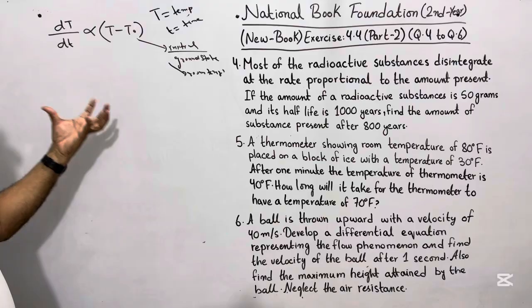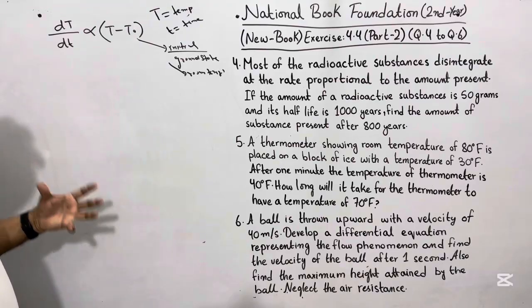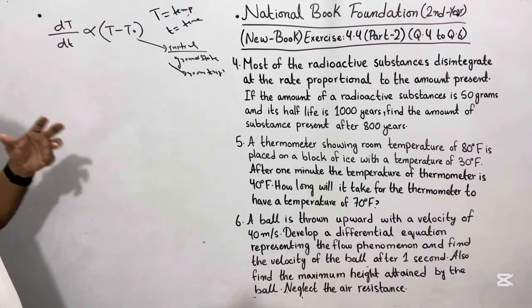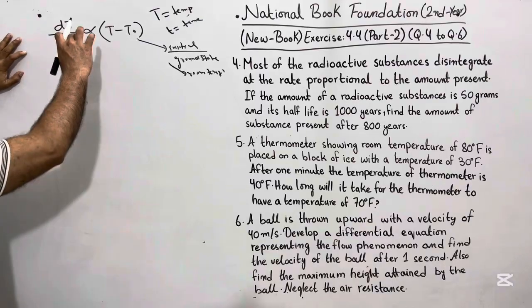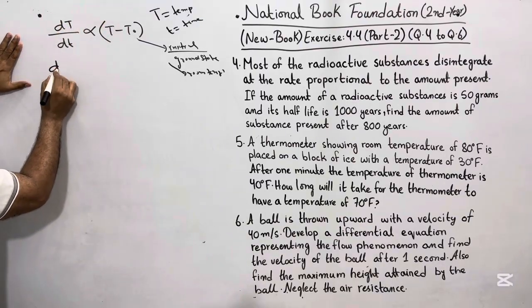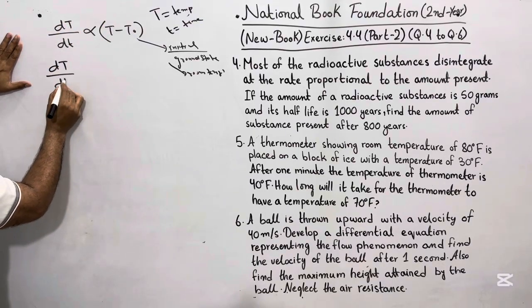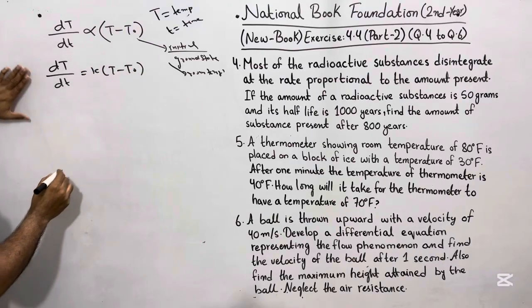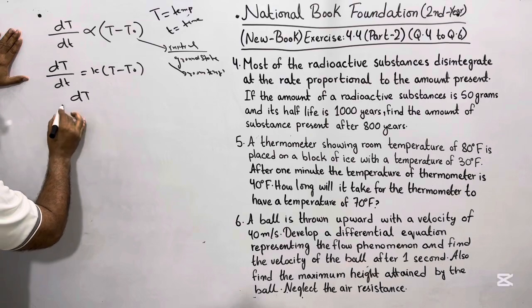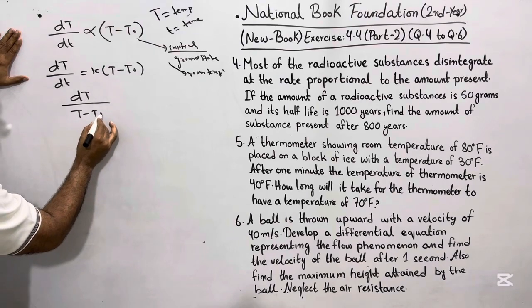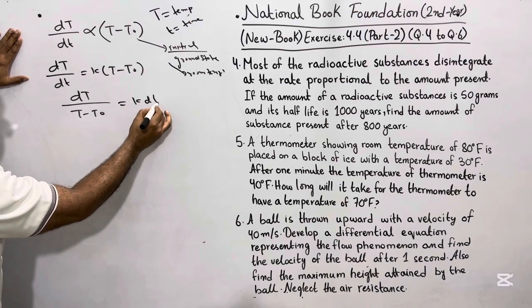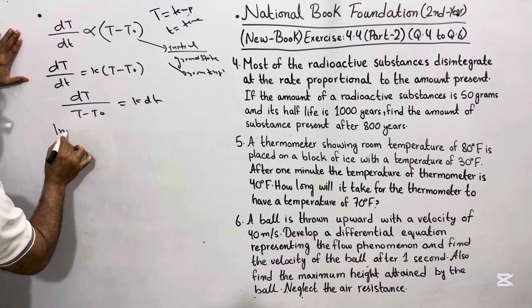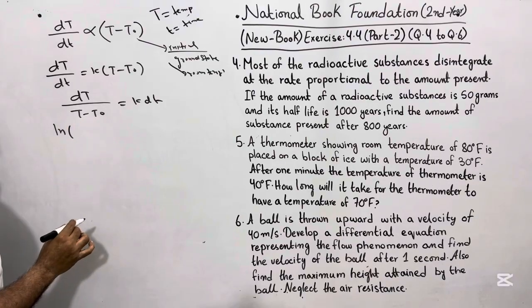So take a base temperature: room temperature, initial temperature, or ground state temperature. To get rid of this proportional symbol, introduce a constant. dT over dt is k times (T minus T naught). Separating variables in order to solve this differential equation, we have done it several times: k times dt.